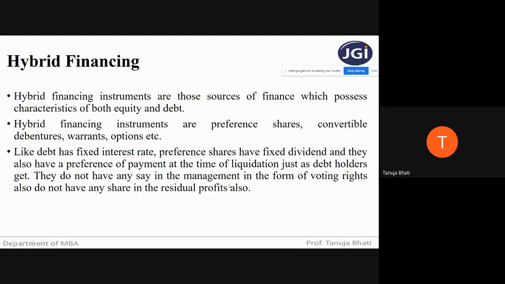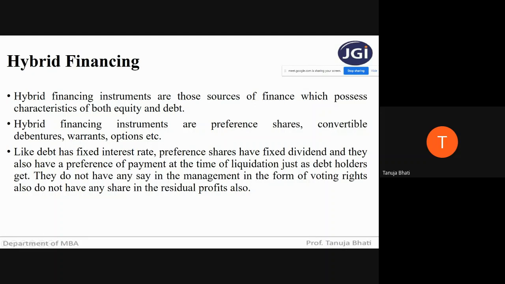So students, let me explain this in short. When the word hybrid is used, it means there is a combination of both debt as well as equity. Now you know what is equity, you know what is debt. Preference shares have a combination of both equity and debt. How do they have equity? Because dividend is received by the preference shareholders. And debt, because they will be repaid their capital at the time of winding up. So they have the characteristics of both debt as well as equity.